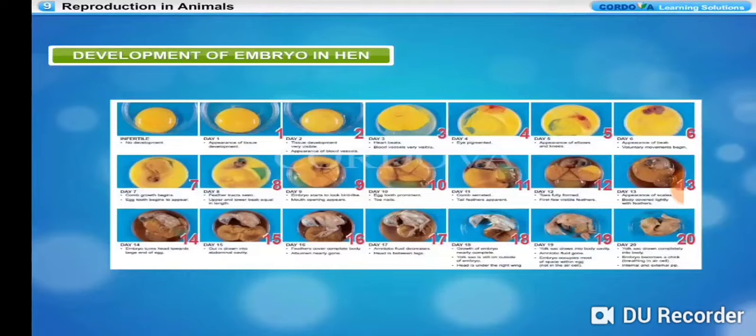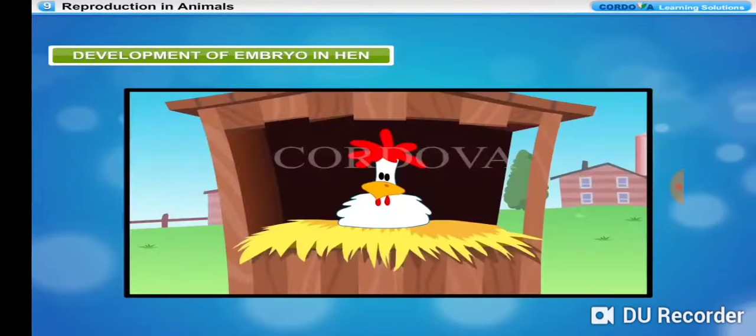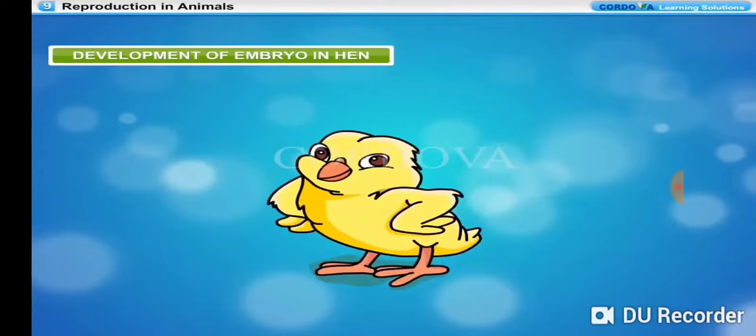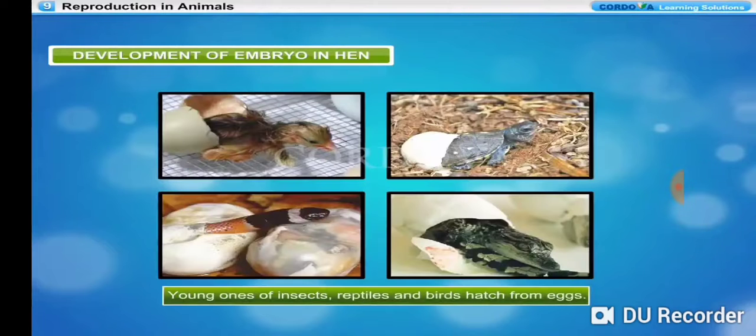The embryo takes about 3 weeks to develop into a chick. The hen sits on the eggs to provide sufficient warmth. The development of the chick takes place inside the egg during this period. After the chick is completely developed, it bursts open the egg shell. Chick comes out of the egg shell and undergoes the development process. Similarly, young ones of insects, reptiles, and other birds hatch from eggs.